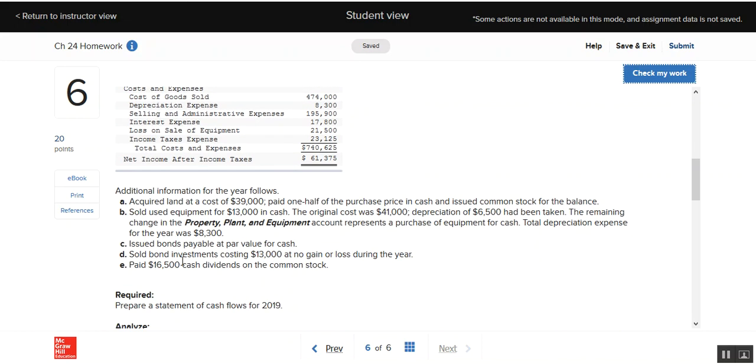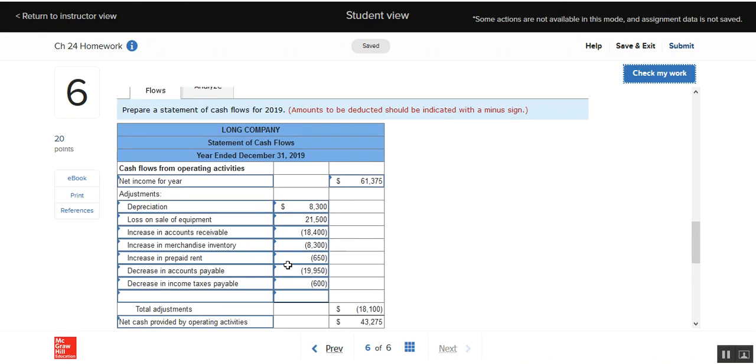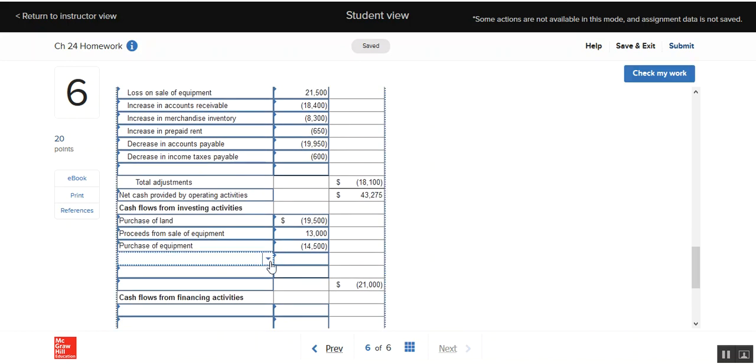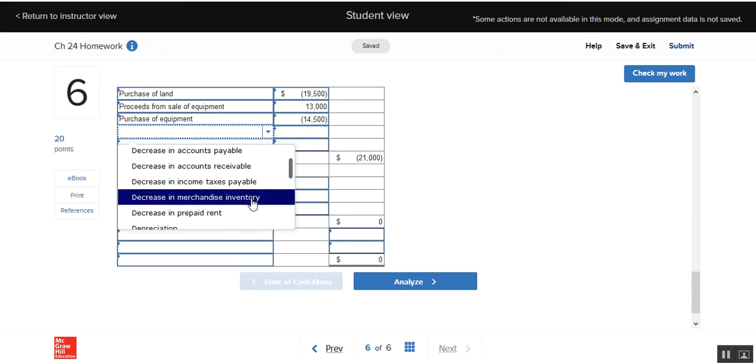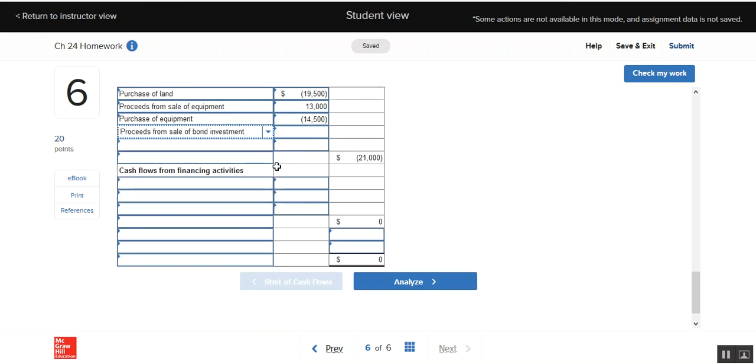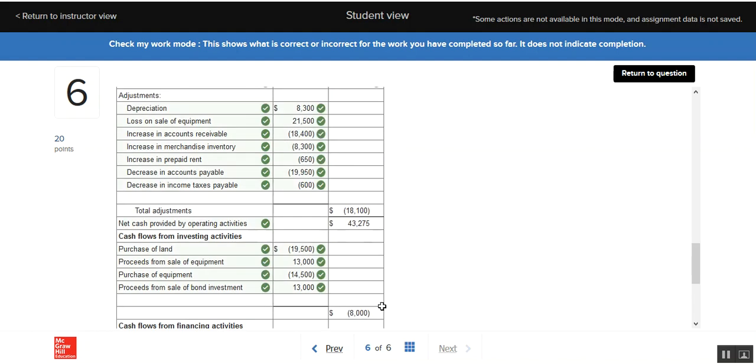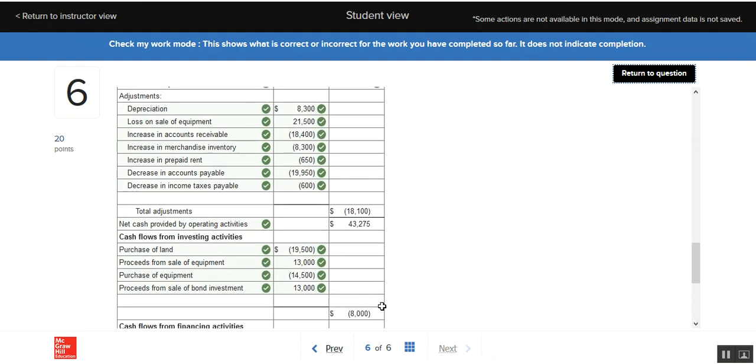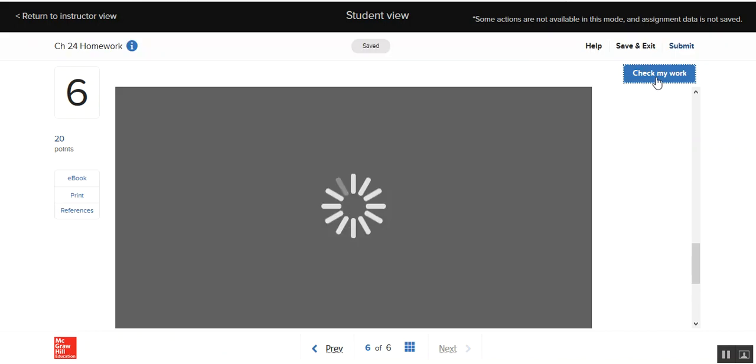Does it say down here? Yeah. Sold bond investment costing $13,000 at no gain or loss during the year. So there's no gain or loss associated with those, but we got $13,000 in cash from that sale of bond investment. And that's an investment, so it's going to go in here in the investing activities. Probably have a sale in bonds, proceeds from sale of bond investment. There we go. And I think it said we got $13,000. Let's check and make sure I read that one right. That looks good. Let's go back to my question.